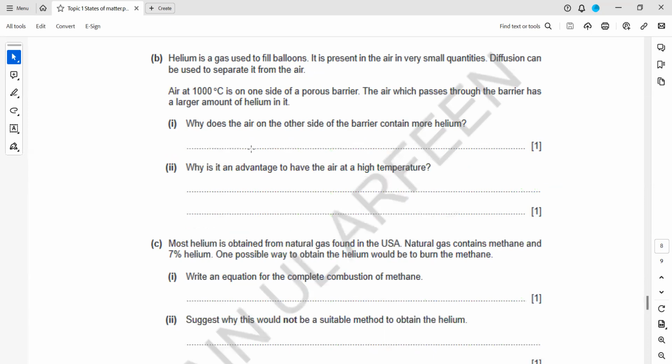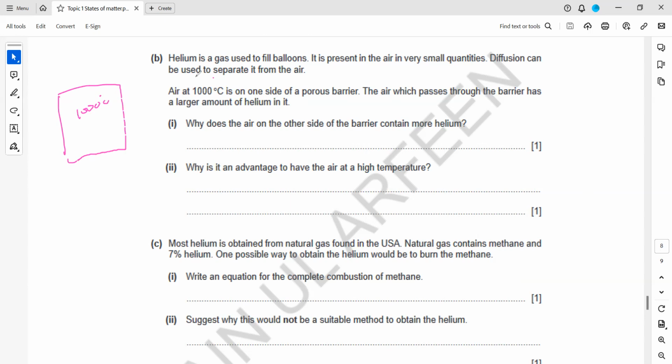In part B, helium is a gas which is used to fill balloons, and it is present in the air in a very small quantity. Diffusion can be used to separate it from the air. Air at 1000 degrees centigrade, for example a mixture of air, is on one side of a porous barrier. Porous barrier means there are small openings. That is a porous barrier.